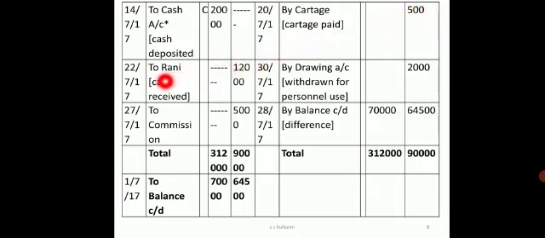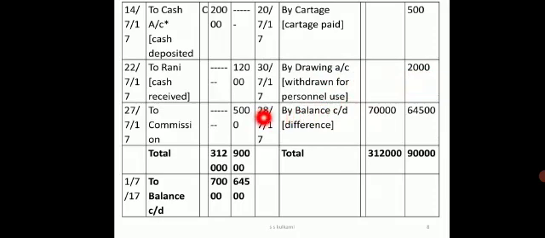Next, we are receiving cash from Rani, so cash received from Rani 12,000, it is in the cash column. Next, on 27th we have received commission of rupees 5,000, so it is recorded to commission in the cash column 5,000. On 30th we have made drawings, so drawings, it is withdrawal for personal use, so drawings are 2,000.